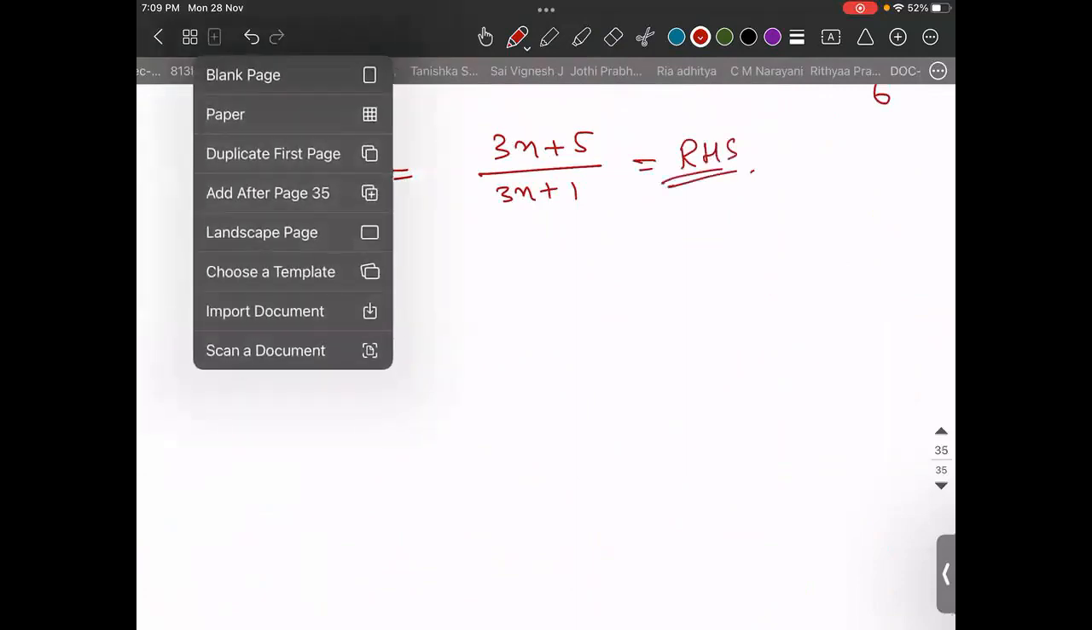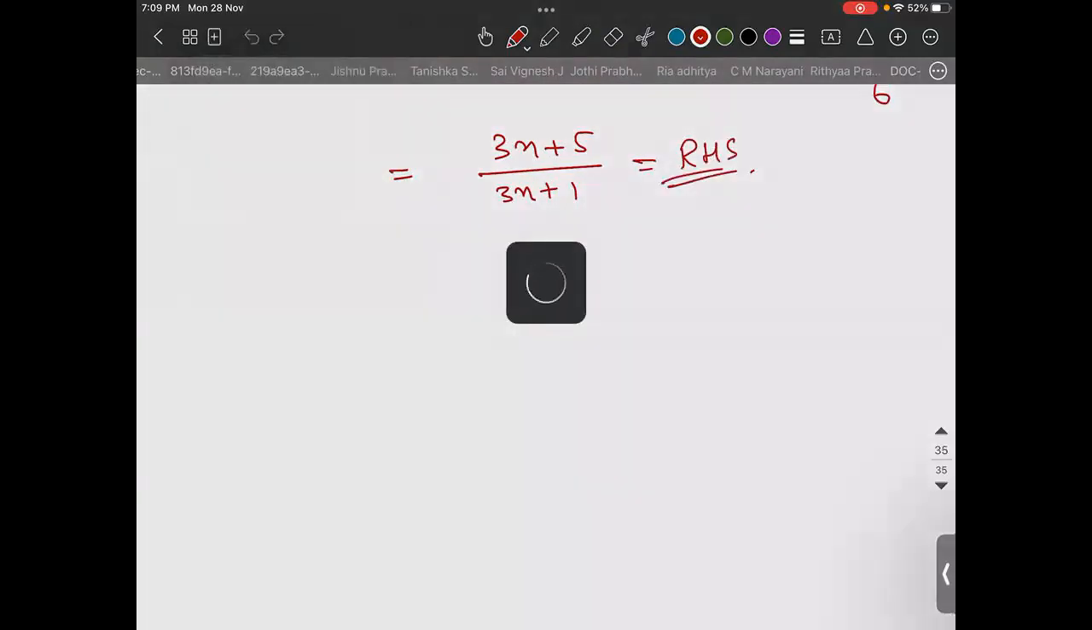Okay, let's solve problem number 27. Question number 27. Solve, Nidhi.